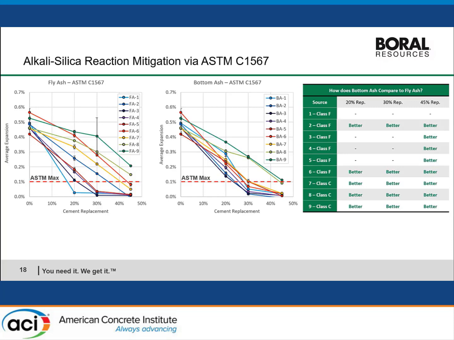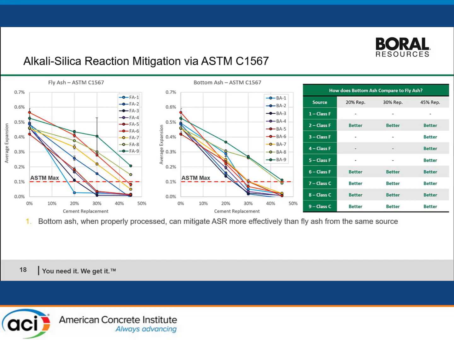And so with that in mind, if we consider the limit that's placed on ASTM C618, we can use that as sort of a benchmark just to guide the performance of the bottom ash on its own. And what we can see is that at 30% replacement level, 7 out of the 9 samples analyzed pass the ASTM C1567 requirement, which is a pretty significant accomplishment, particularly when you consider the fly ashes. Only 4 of the 7 seem to pass at that level.